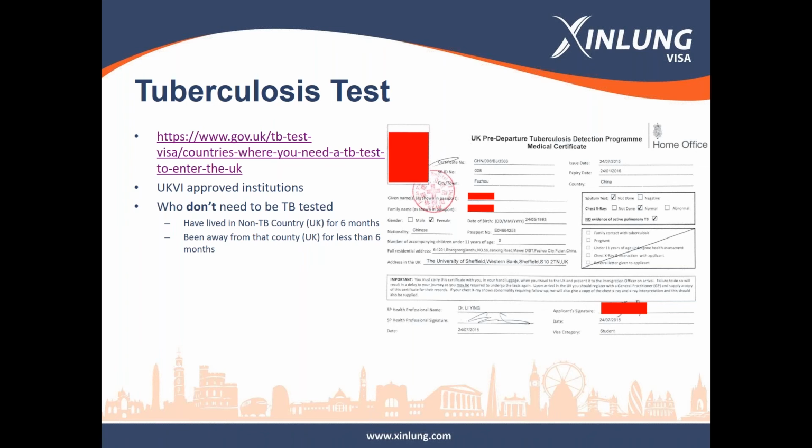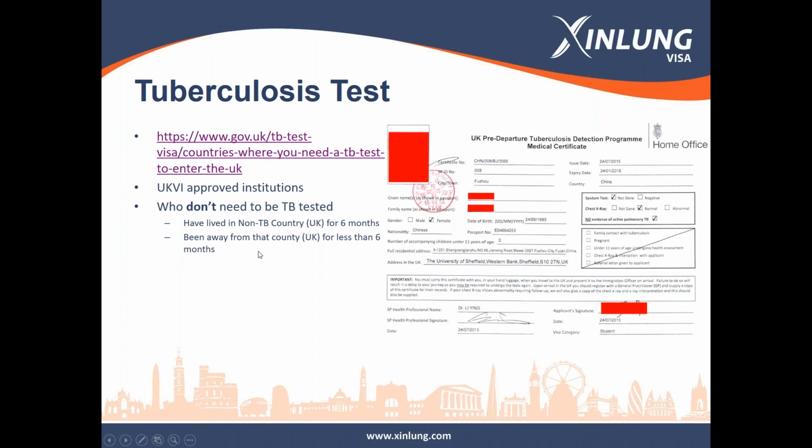Another thing about the TB test is for students who have already studied in some other countries. For example, a lot of students studied in the UK, and they have gone back to their home country to apply for their second visa because they're going to continue their study in the UK for the next period. For example, a student has completed their undergraduate studies in the UK, now has gone back to their home country, China, and they apply for a second visa to come back to the UK to study a masters.